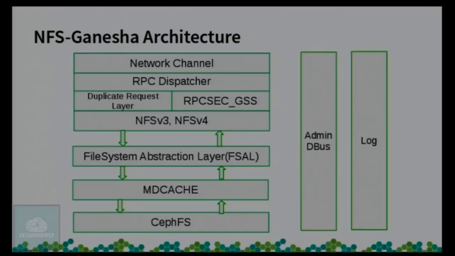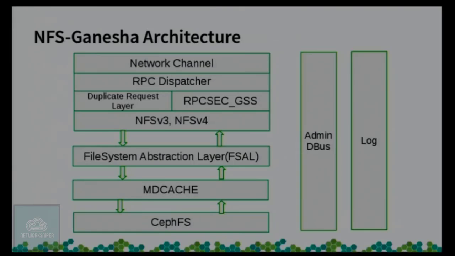Then it passes this to a duplicate request layer. So what this does is, for example, you have a non-idempotent request like creating a file. And you know that once a file has been created, it cannot be recreated. So instead of talking again to the lower level and reassuring whether it should create the file or not, you just have a cache in between which makes the response time better. Then NFS-Ganesha also supports RPC SecGSS, which is support for Kerberos. If we go down, then there's support for NFS version 3 and version 4. It actually supports pNFS for Gluster also, but we are talking just about CephFS, so I have not included it.